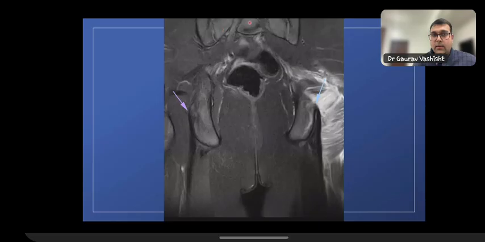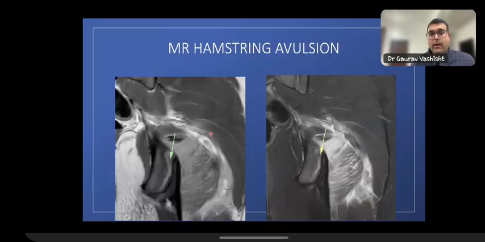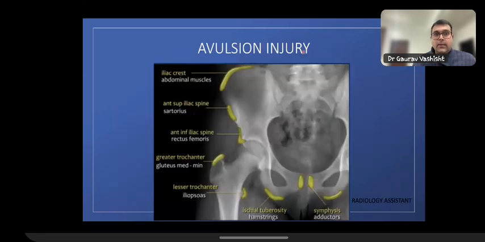This you can see in the sacrum also. Do not confuse this bright signal which we see in the pediatric age group with bone marrow edema. Always compare it with T1 weighted images to rule out whether there is marrow edema or not. So this is a case of avulsion injury of the left hamstring tendon, and there is extensive soft tissue edema which is tracking along the left sciatic nerve. This is the picture which is showing the various attachments to the apophyses which I have discussed.